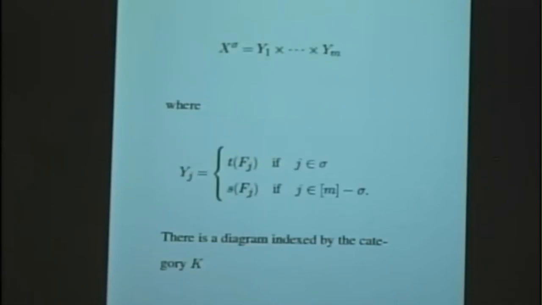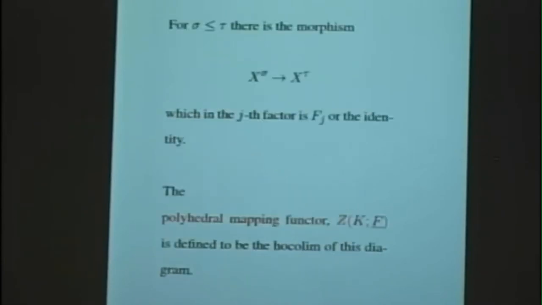Now I'm going to define what I might call the polyhedral mapping functor. And it starts in a very similar way to how we did the polyhedral product functor. For each sigma in K, I'm going to take a product of the Y's, where I take the target of the map if j belongs to sigma, and the source of the map if j is not in sigma. Again, a pattern we've seen a number of times. Now this gives us a diagram, namely, a diagram that is induced exactly as it was before by the inclusion of the simplices.